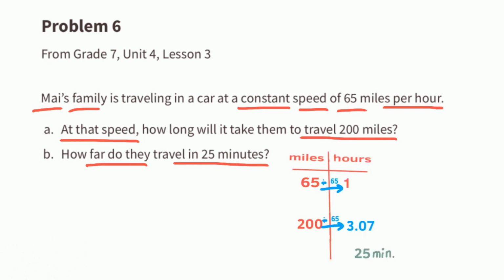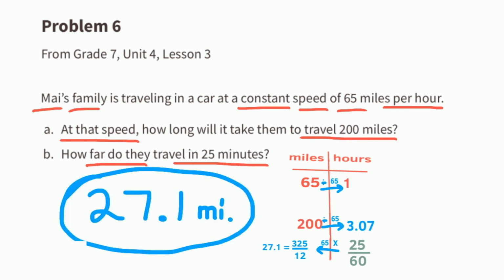Let's go back to our table. Now we need to put 25 minutes in the hours side. But remember, it's the hours side. Since there's 60 minutes in an hour, we can say that 25 minutes can be represented as 25 out of 60, or 25 over 60. We need to multiply 25 over 60 times 65 to figure out how many miles they can travel in 25 minutes. 25 over 60 times 65 equals 27.1. So that means that they can travel 27.1 miles in 25 minutes.